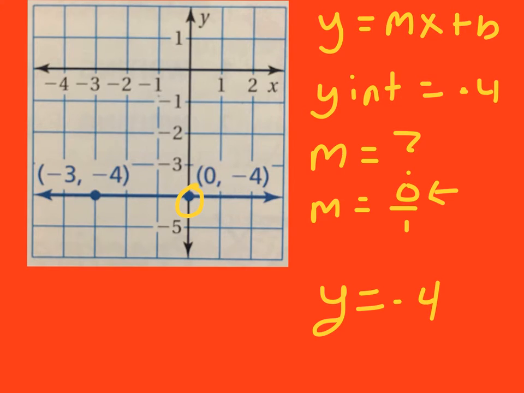If you saw something like, let's say, oh, I don't know, what could you see? Let's make up something. Y equals 1. All that's telling you is that we have a horizontal line at 1. Okay?